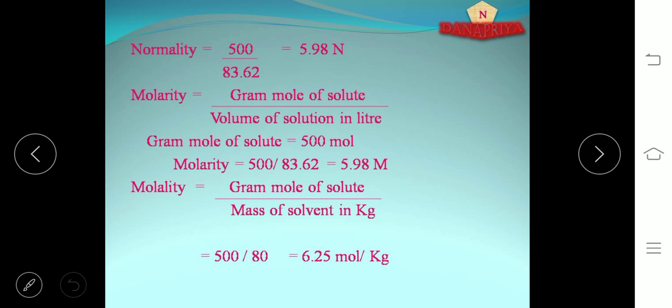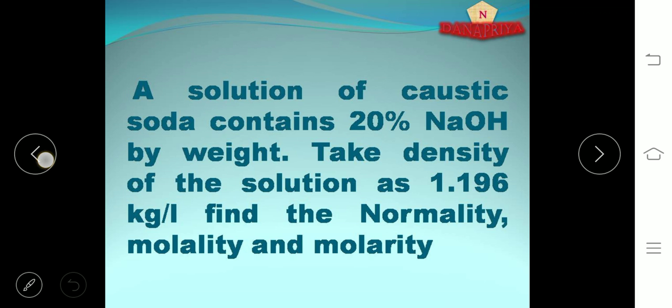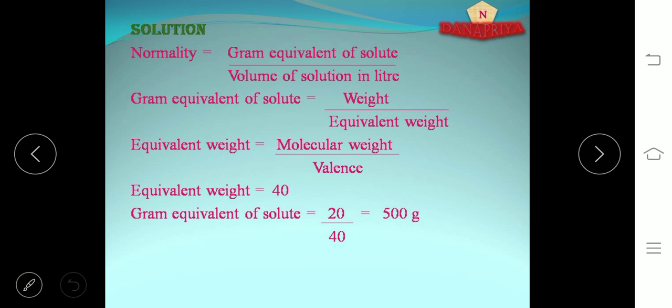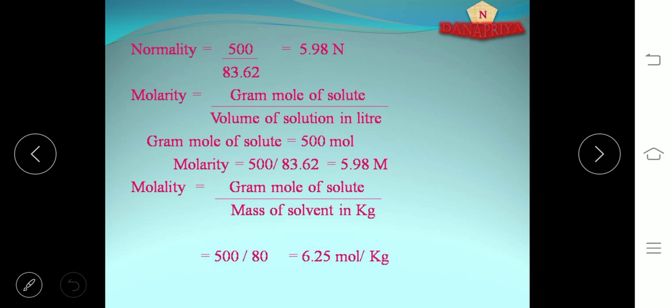Then molarity. The formula for molarity is gram mole of solute divided by volume of solution in liter. What is the formula for mole? Mole is equal to weight by molecular weight. So we know the weight value is 20 divided by molecular weight 40. So 500 mole divided by volume of solution in liter, the same value will be obtained, but the unit is molarity, so M.